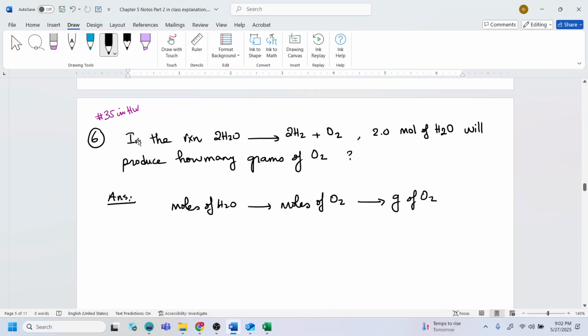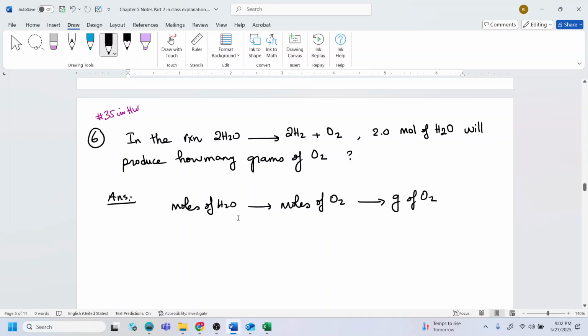This is similar to number 35 in your homework. In the reactions, this is similar again. It is a decomposition reaction where water decomposes into hydrogen and oxygen gases. I am starting with 2 moles of water. And it says 2 moles of water will produce how many grams of oxygen? So if I'm starting with the moles of the water, I'm going to change the moles of the water to moles of oxygen. And then from the moles of the oxygen, I can change this into grams of oxygen.